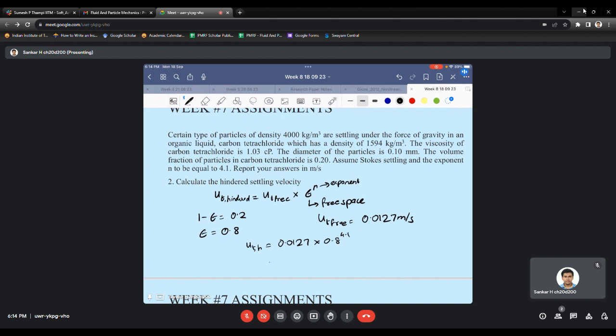And in meters per second, I'll give you a minute to finish the calculation. You will get the answer as 0.0051 meters per second.